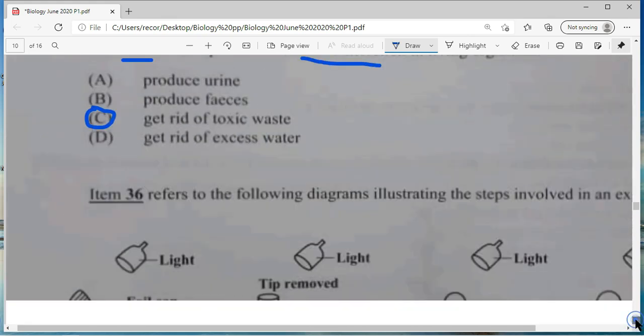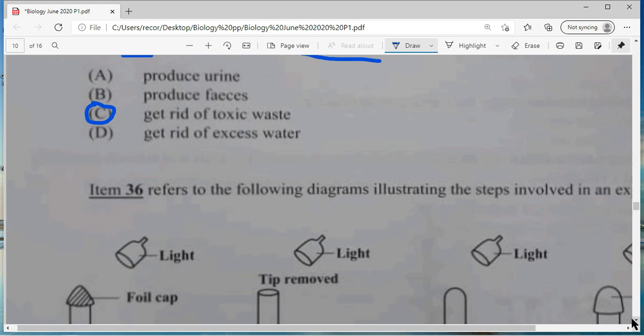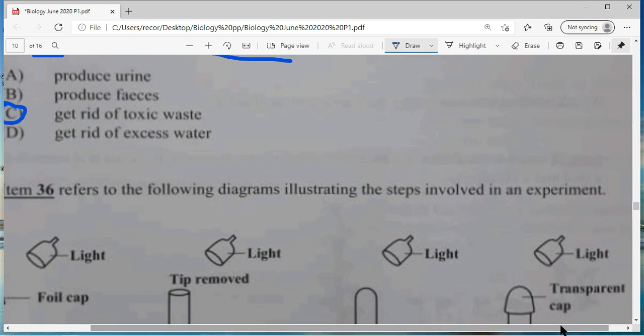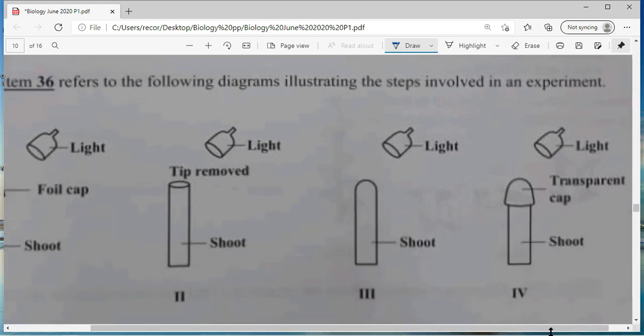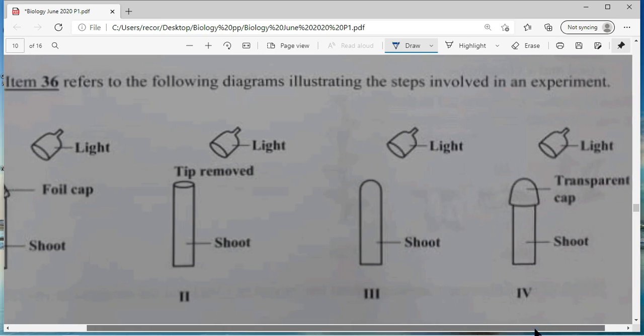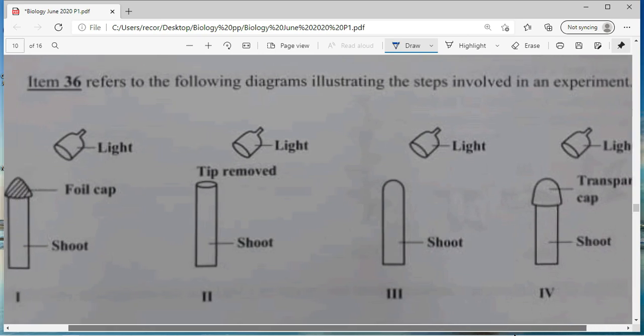36 refers to the following diagram illustrating the steps involved in an experiment. Pretty much an experiment, and you are seeing there the light source and a transparent cap on one of the plants, one there being untouched, the other with the tip there being removed.